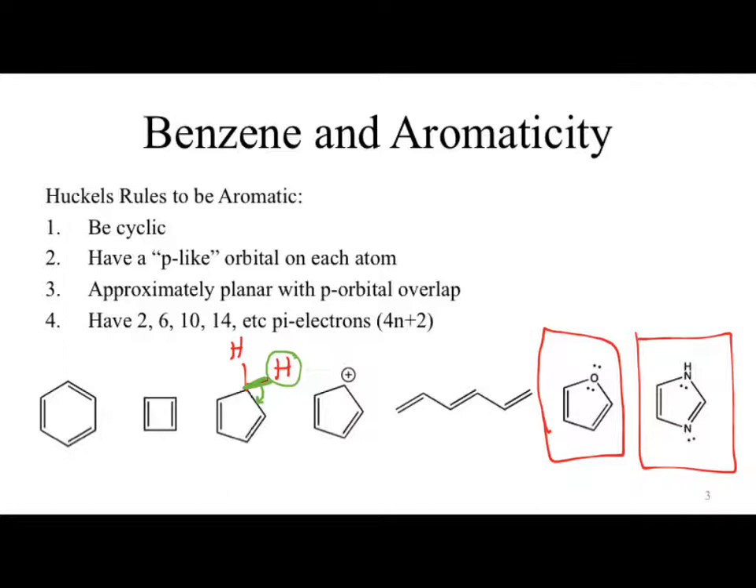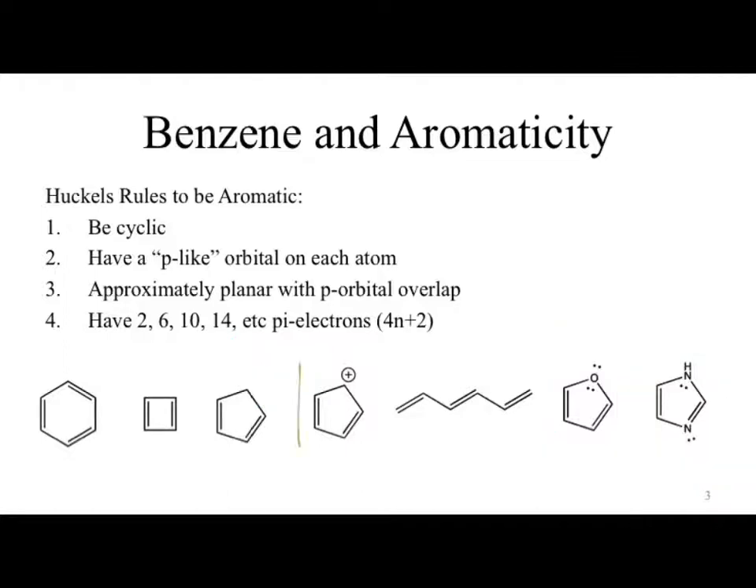What happens in the next case? Is this structure aromatic? It's cyclic. Do we have a p-like orbital on each atom? Yes. To have a positive charge, carbon has to be sp2 hybridized, so we have a leftover p orbital. Is it approximately planar with the p orbital overlap? Yes, we have that too. How many pi electrons are in this structure? 4. Double bond there, double bond there, which means not aromatic.